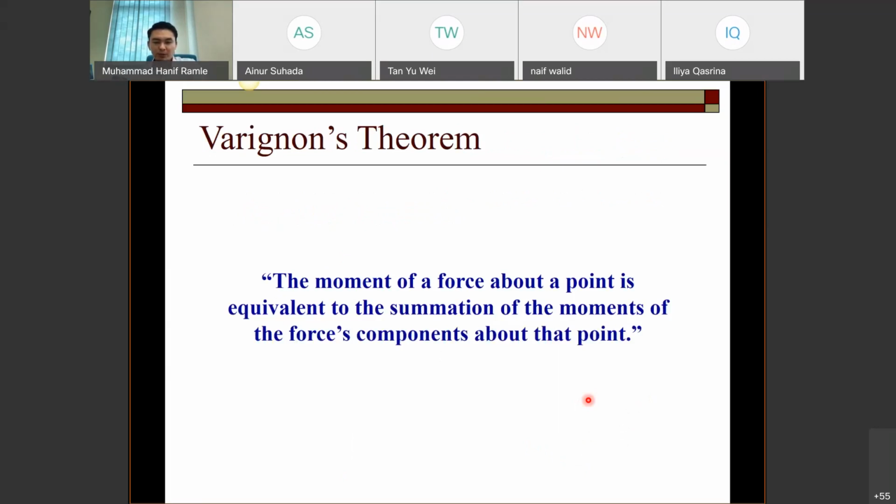Varignon theorem: the moment of a force about a point is equivalent to the summation of the moments of the force components about that point. Do you understand this sentence?